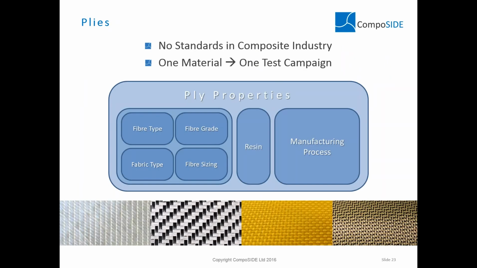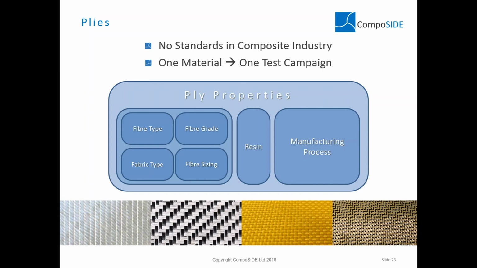On the plies, we get really into the heart of the level of complexity of composites. There is not really a standard. There are standards for testing properties, but not really standards when it comes to the material itself, the composite material, after it's cured with the fabric or the fiber mixed with the resin. So one type of material is basically one test campaign.